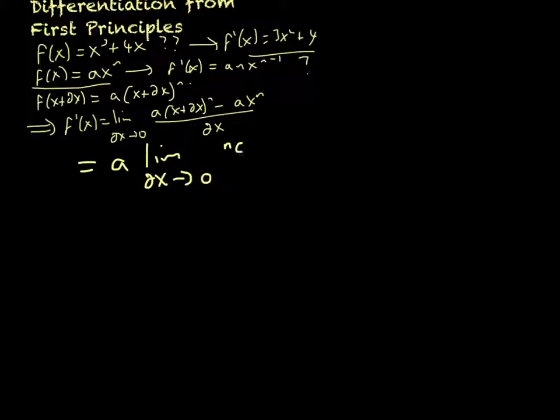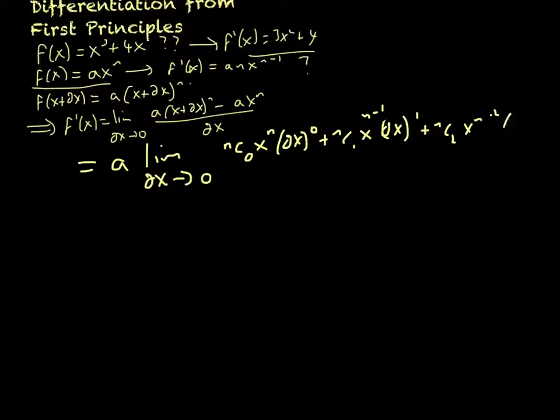So this is n choose 0 x to the n delta x to the 0 plus n choose 1 x to the n minus 1 delta x to the 1. Sorry, this is n minus 1 and this is 1. Plus n choose 2 x to the n minus 2 delta x squared plus dot dot dot, plus, let's do our general, n choose r x to the n minus r delta x to the r plus dot dot dot.